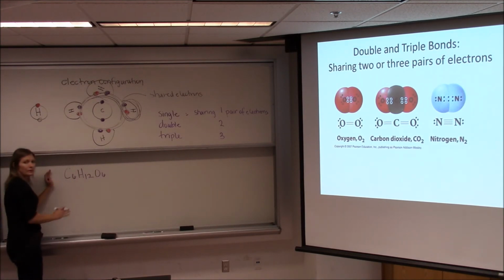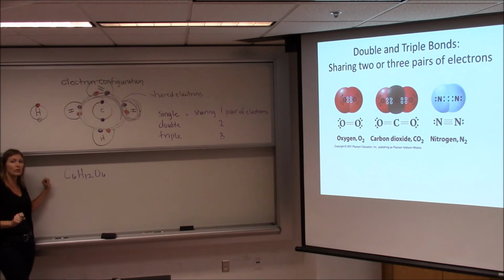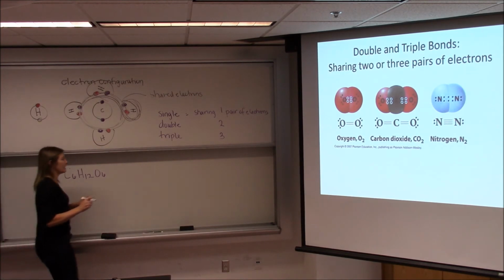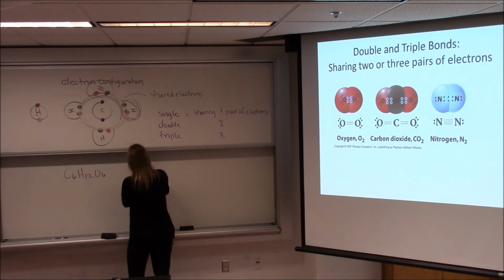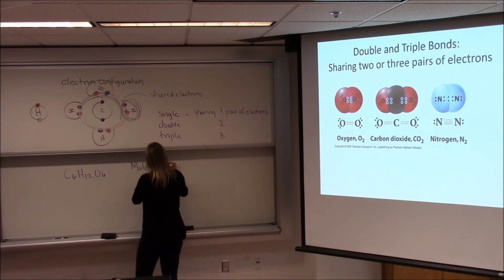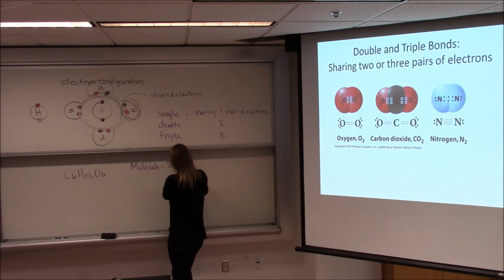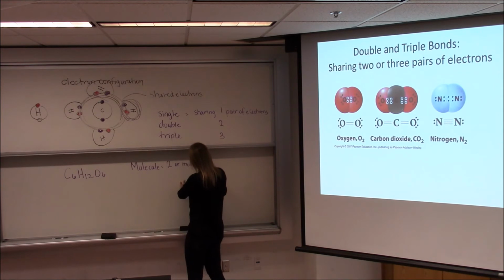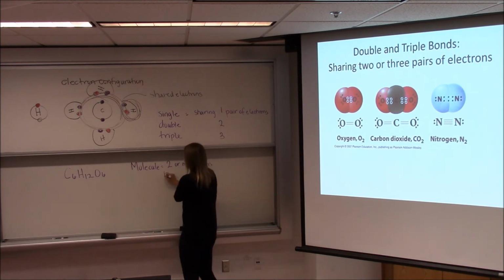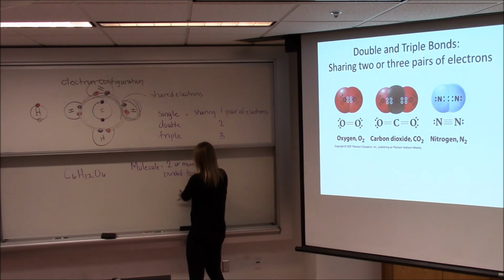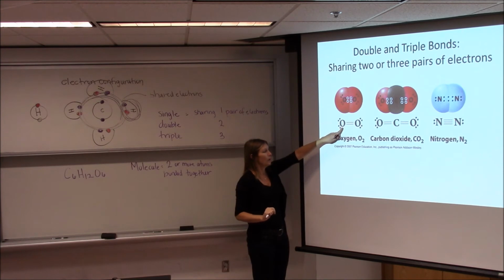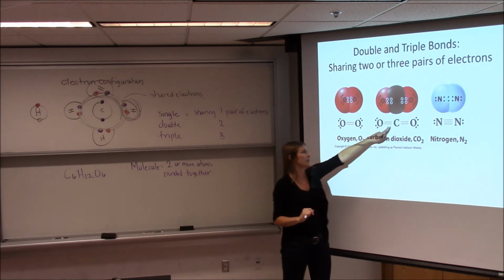What is a molecule? A molecule is 2 or more atoms bonded together. They can be the same kind, as you see in O2, right here on the screen, or they can be different kinds, like CO2.